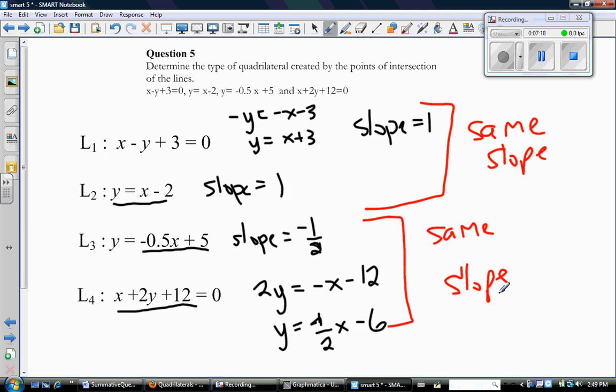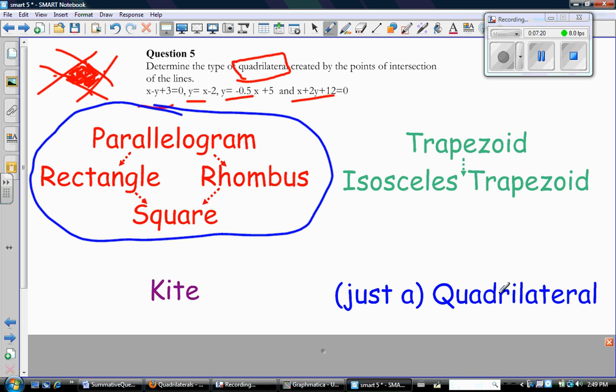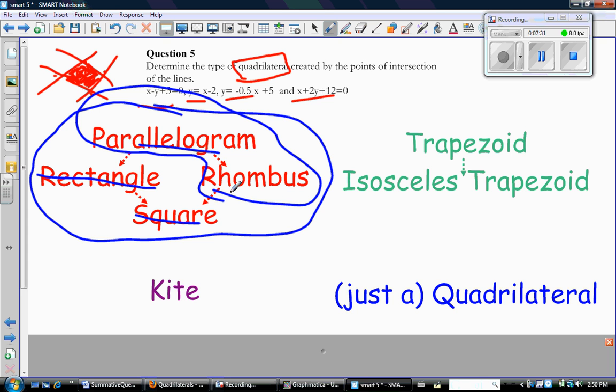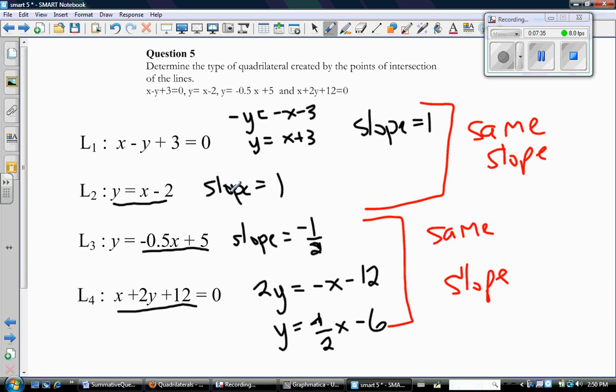Therefore, let's go back again. Therefore, I can't have a rectangle and I can't have a square. So I either have a parallelogram or a rhombus. These are the two possibilities left. It's either a parallelogram or a special parallelogram called a rhombus. So now we have to start looking at side lengths.